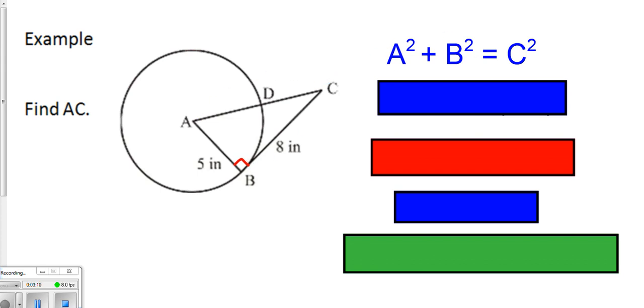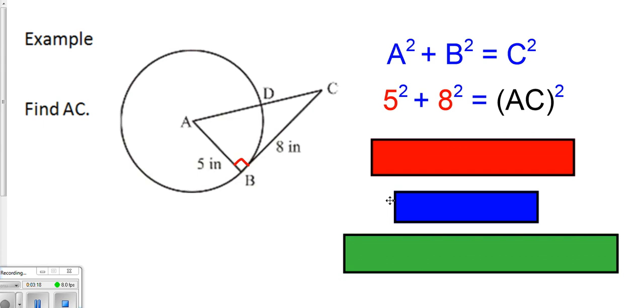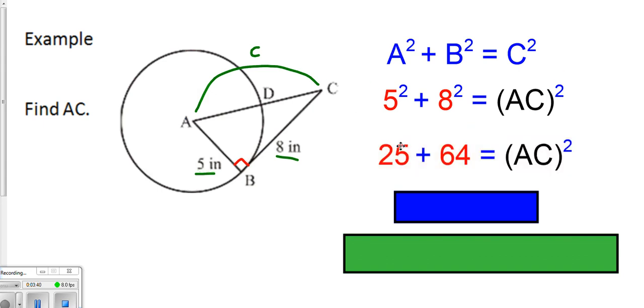So we can use the Pythagorean theorem, a squared plus b squared equals c squared, to find this last piece, that hypotenuse. So we just plug in the pieces we know. We would call this one our a value, this one our b value, and here to here is our c value. And I'm just going to write it in as AC over here. So 5 squared plus 8 squared equals this value from A to C squared. Simplifying that, 5 squared is 25, 8 squared is 64. That still equals AC squared.